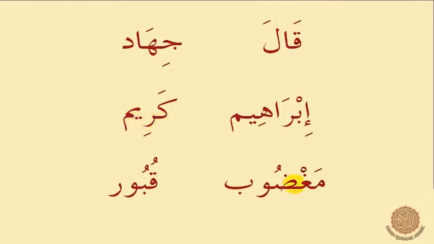Next word, Maghdoob. So Maghdoob here has a dhamma on the dad, followed by the wow. So it's an elongation sound. So it's an oo sound. So it's Maghdoob. And finally, here, Qubur. Qubur. So there's the oo sound again. They have a ba with the dhamma followed by the wow. So you can see how the long vowel is formed there.